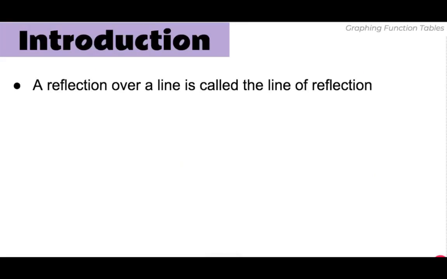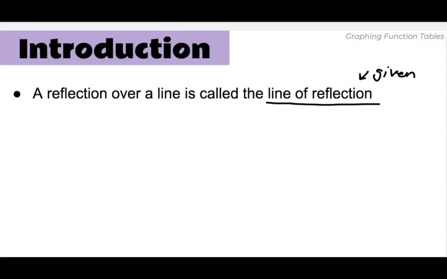Okay, let's gather a little information. A reflection over a line is called the line of reflection. So you'll be given the line of reflection. Okay, you'll be told what this is. So again, you'll be given the reflection instructions, and we call those the line of reflection.